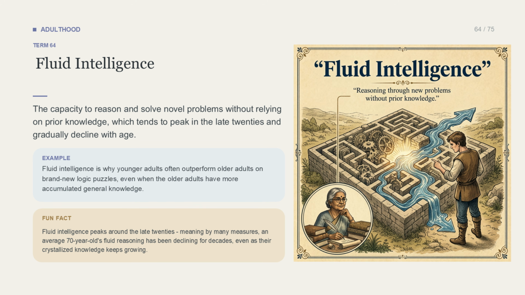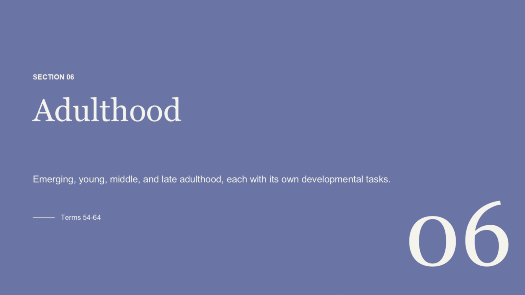64. Fluid intelligence. Fluid intelligence is the capacity to reason and solve novel problems without relying on prior knowledge, which tends to peak in the late 20s and gradually decline with age. For example, fluid intelligence is why younger adults often outperform older adults on brand new logic puzzles, even when the older adults have more accumulated general knowledge.